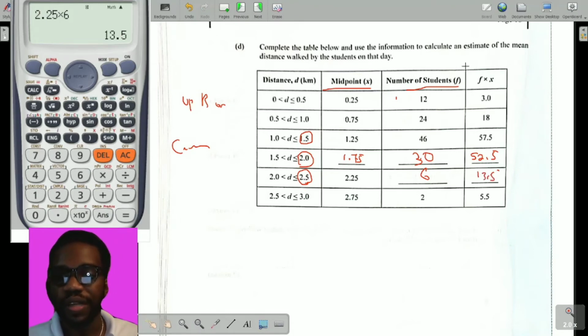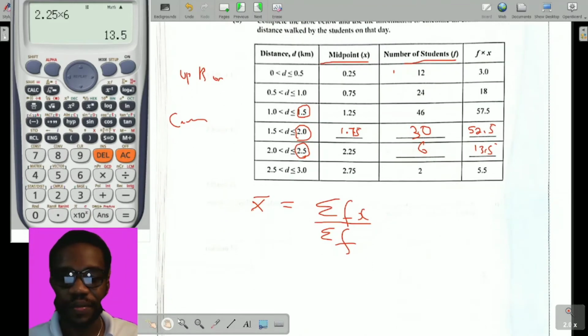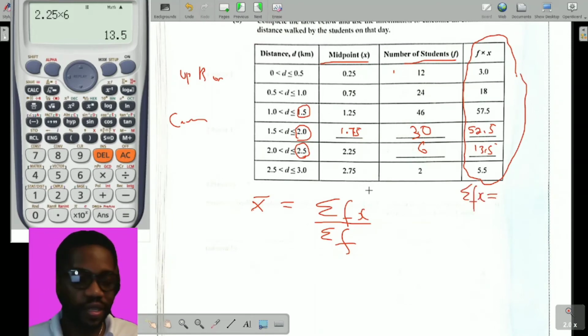Good. Now they want us to find the mean. The mean, which is represented symbolically as x bar, is equal to the sum of fx over the sum of the frequency. Let's pull this down a bit. You have fx already. This is your column. So technically, all you have to do is to sum it up. Sum of fx equals. Now that's a job for your calculator, of course.